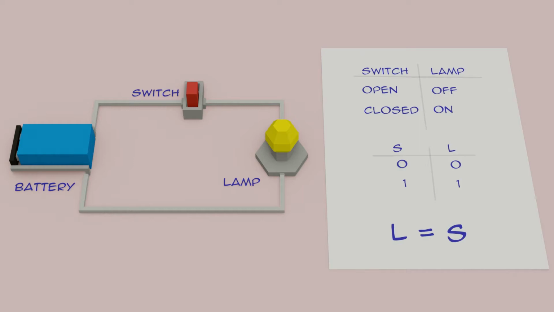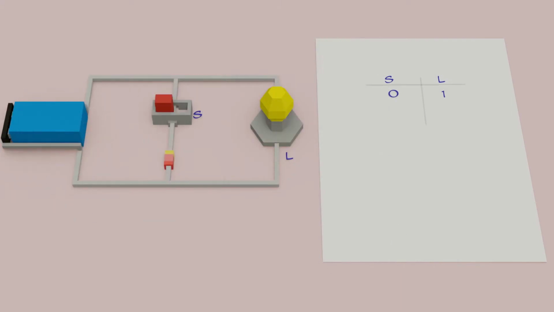In itself, having a circuit produce an output the same as its input is reasonably useful, but what happens to be even more useful is a circuit which produces the opposite of its input. In other words, if the switch is open, the lamp is on, and if it's closed, it's off. It has the logic expression L equals not S.